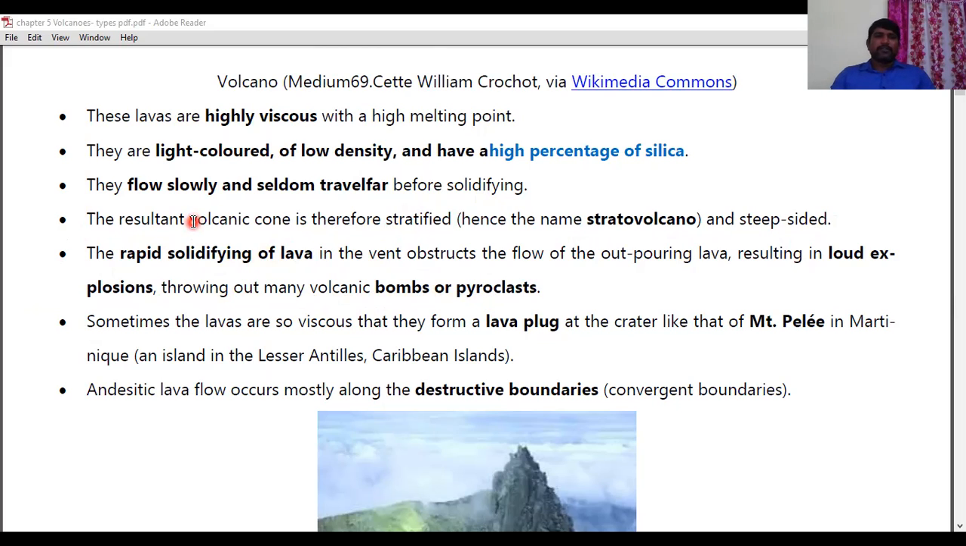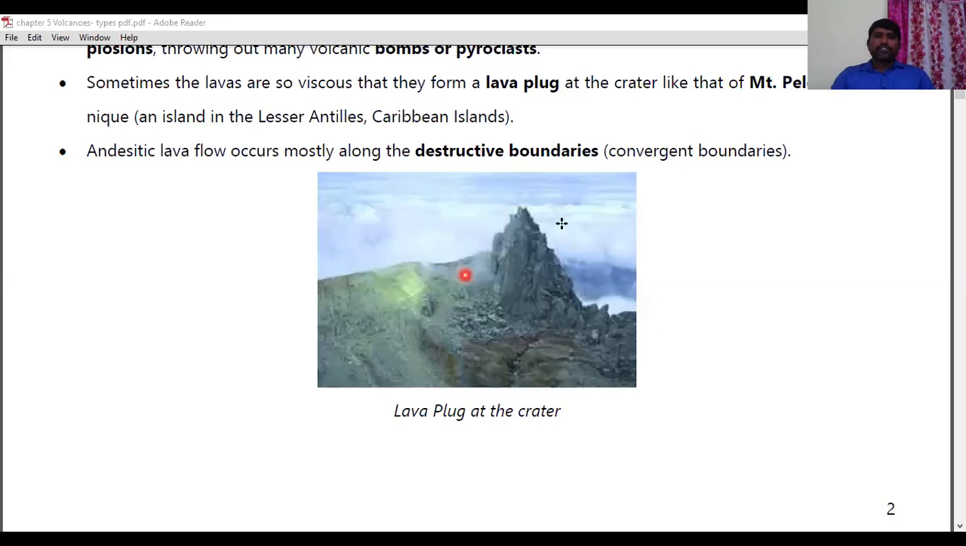Sometimes the acidic lavas are so viscous that they form a lava plaque at the crater, like that of Mount Pelée in Martinique, an island in the Lesser Antilles, Caribbean Islands. Andesitic or acidic lava flow occurs mostly along the destructive boundaries, that is convergent boundaries. The picture on the screen shows the lava plaque at the crater where the lava is solidified or cooled.